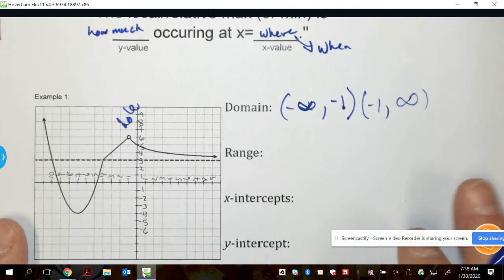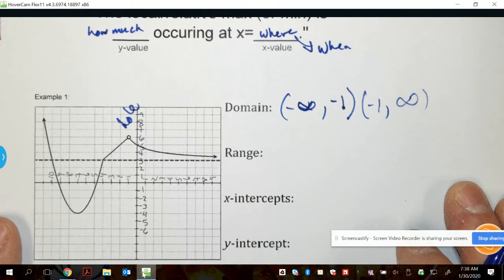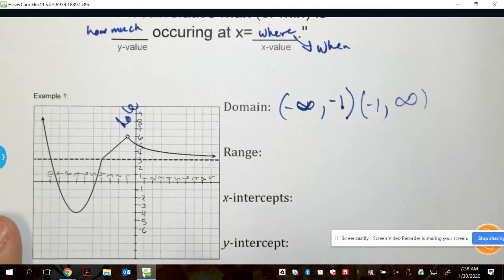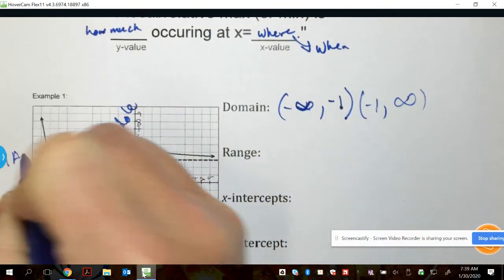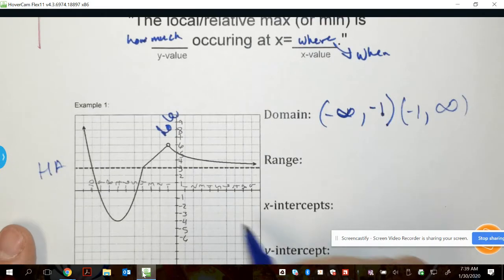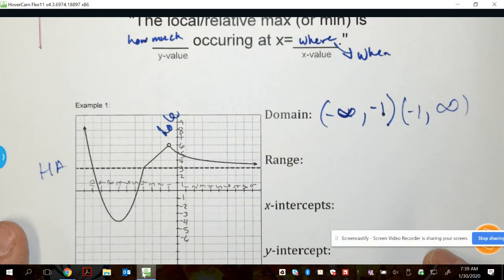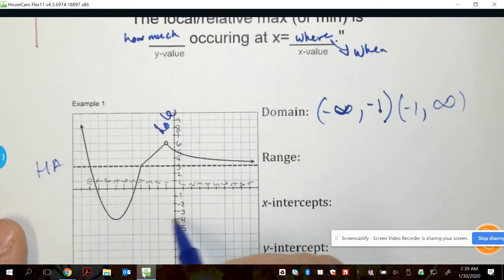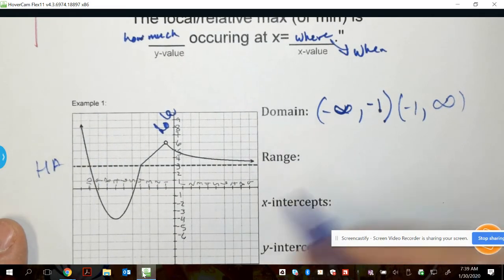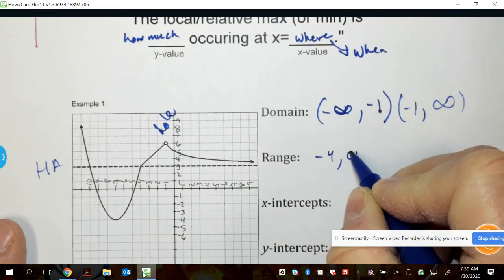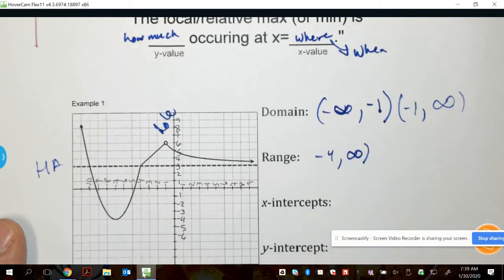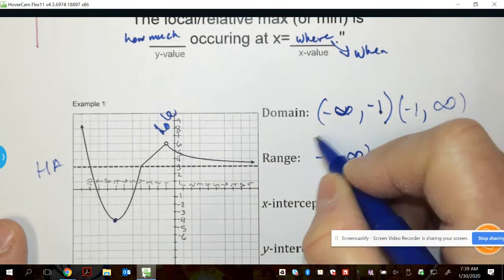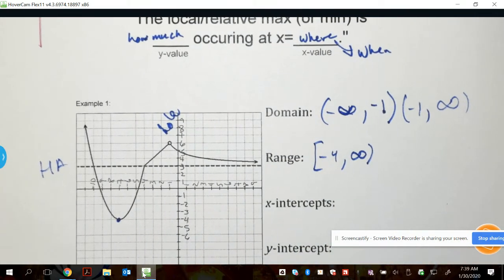Okay, looking at the range. Are all y values possible? No. Let's look at this. Is this a horizontal? This is a horizontal asymptote. Okay, so does it go down to negative infinity? No. It goes to 3. What's the lowest point there is? Okay, the lowest it can go is -4. And what's the highest it can go to? So is it going to be -4 to infinity? Now I didn't put the parentheses. This one's going to be an open. What about this? Can it get to -4? Yeah, so do we do a closed bracket? Y'all understand how to do that?